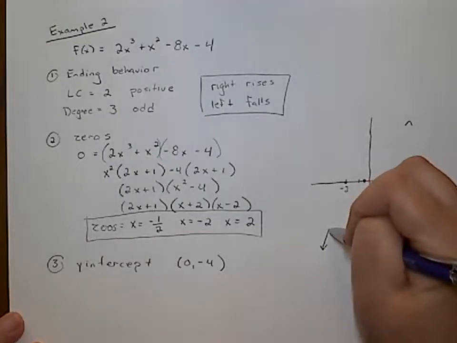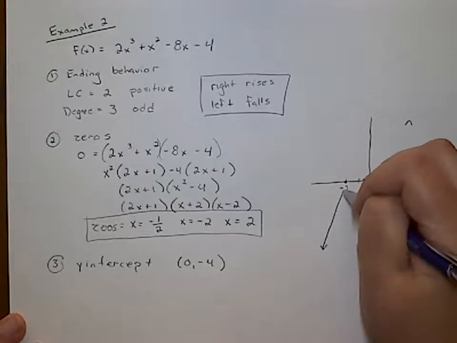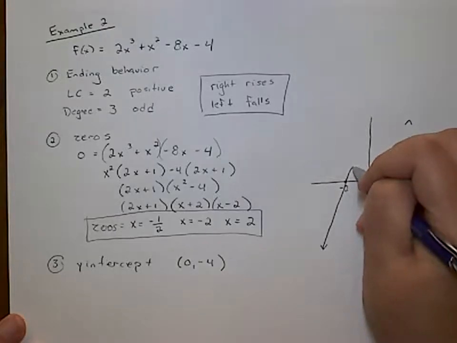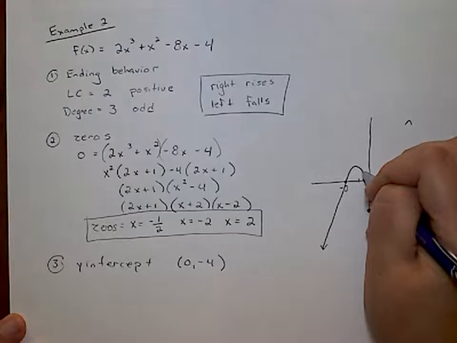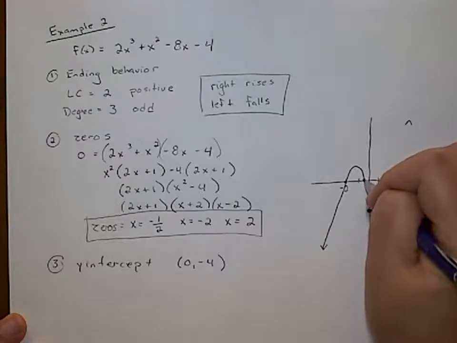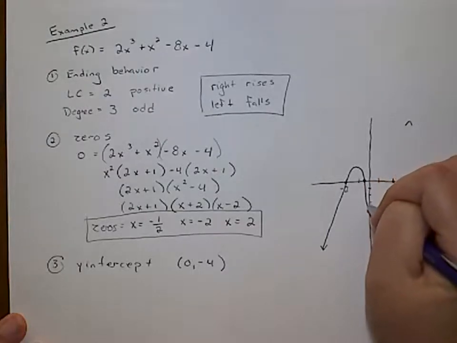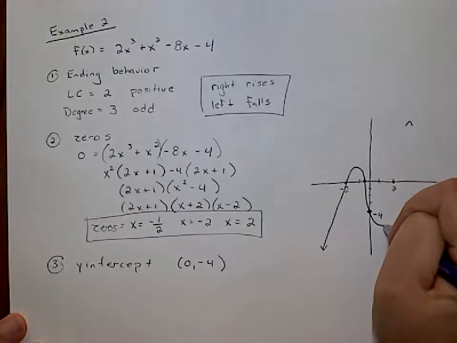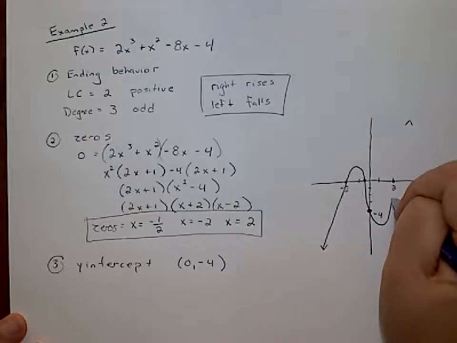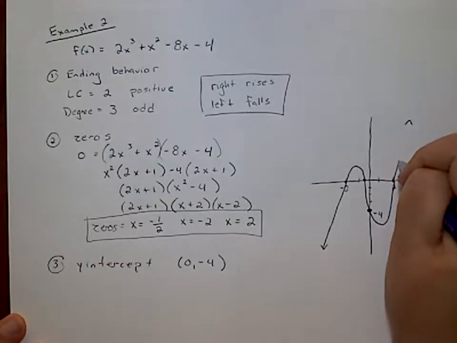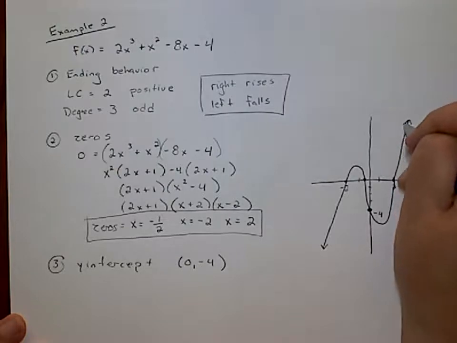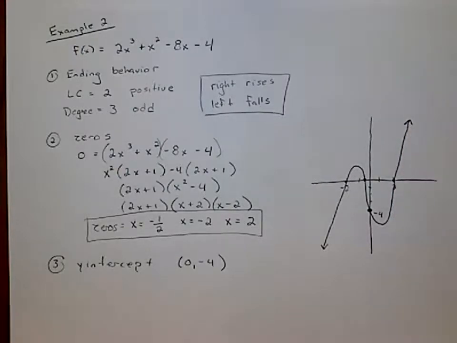These are all multiplicities of 1, so I'm crossing once. So I have to cross -2, switch around, and cross -1/2. Cross through -4, then I have to switch back around and go through 2, and then end at my rises to the right. So my graph of that polynomial is going to look something like that.